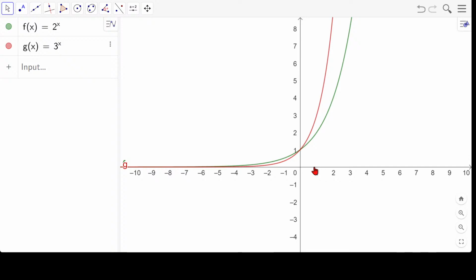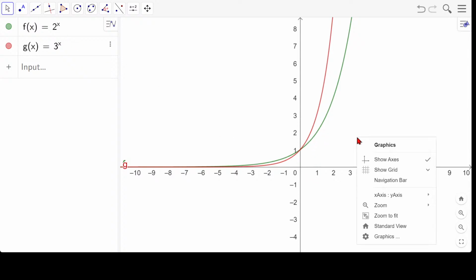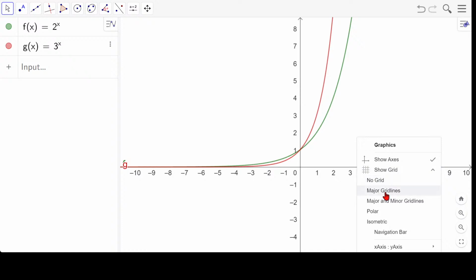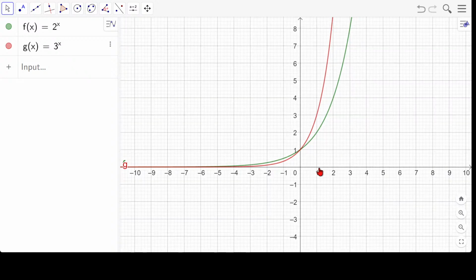So, here, x-axis is this one. 2 power 1 is 2. I will show you the grid also. Okay. So 2 power 1 is 2, 2 power 2 is 4, 2 power 3 is 8. Right? Similarly, 3 power 1 is what? 3. 3 square is what? 9. 3 cube is 27. It is very high.